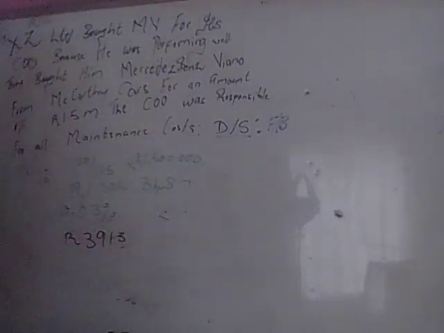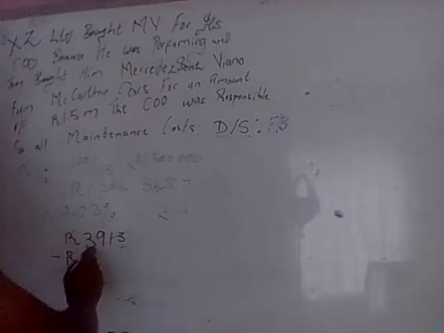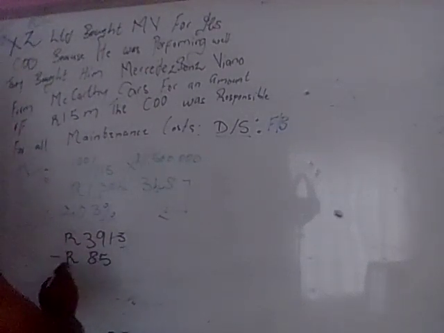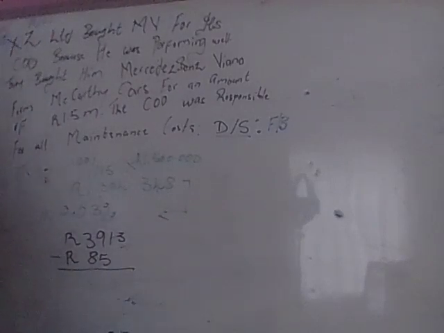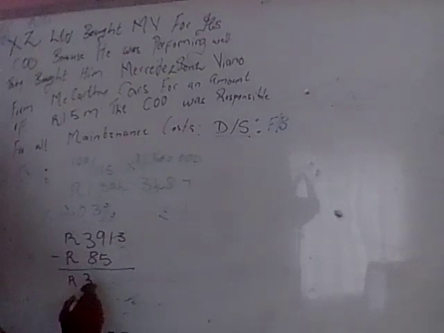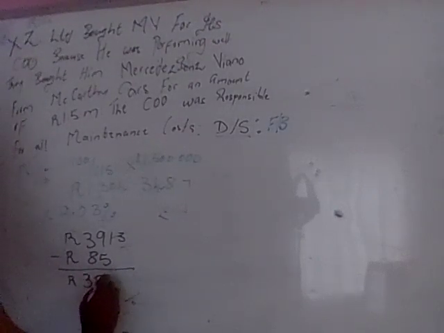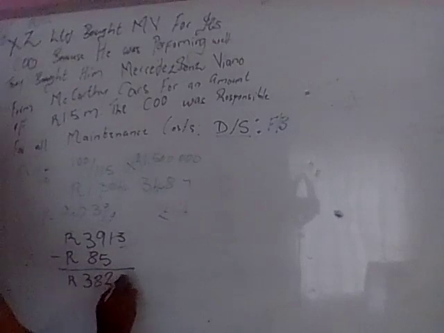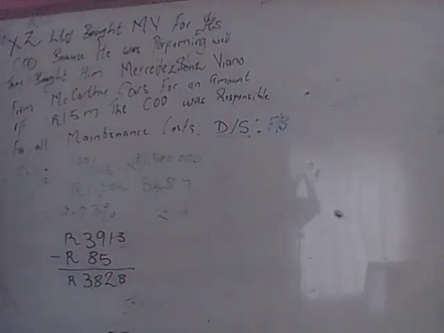Right? We get an amount which is now 913. Because he's responsible for maintenance costs, we can now subtract the 85 rand. So minus 85 rand, we get an amount which is now equals to 3,828. Okay, that's where we are.